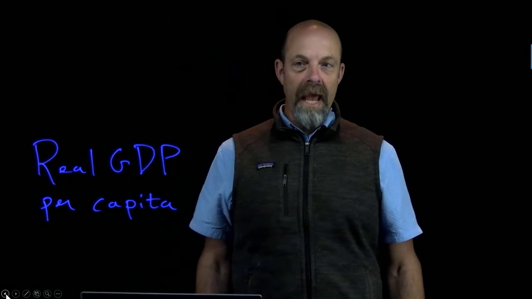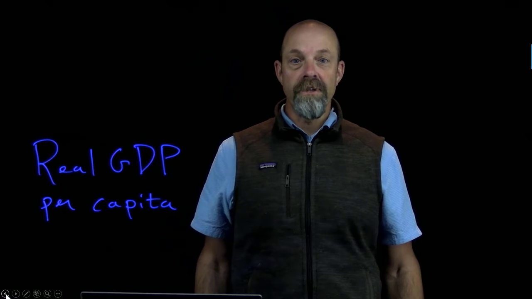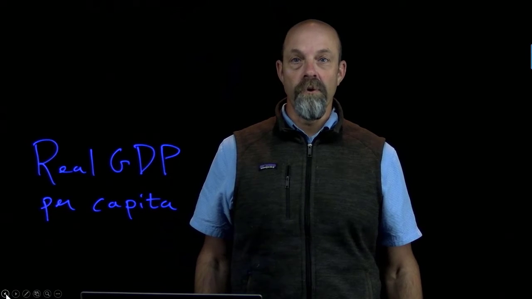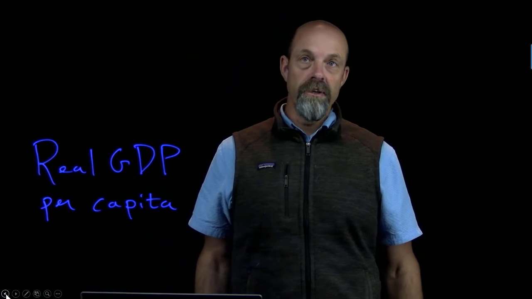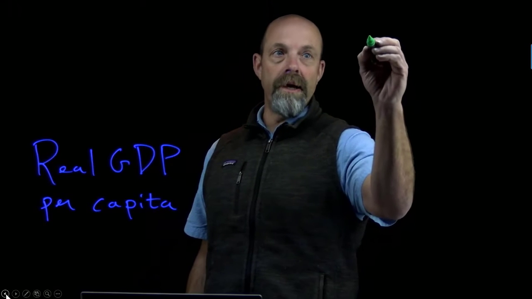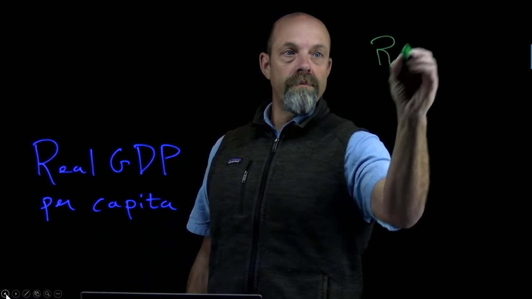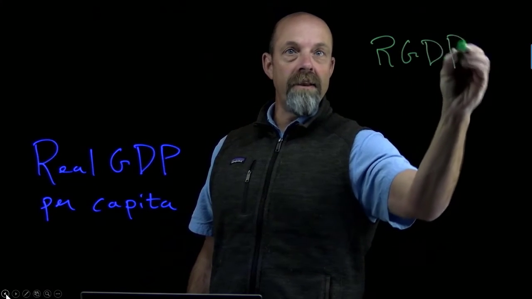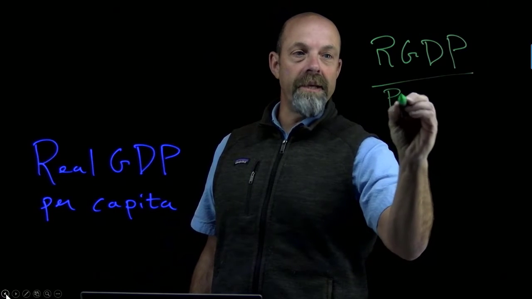Real GDP per capita is a metric to estimate a nation's standard of living adjusted for inflation. It's often expressed in US dollars for each nation around the world. The formula for real GDP per capita is real GDP divided by a nation's population.